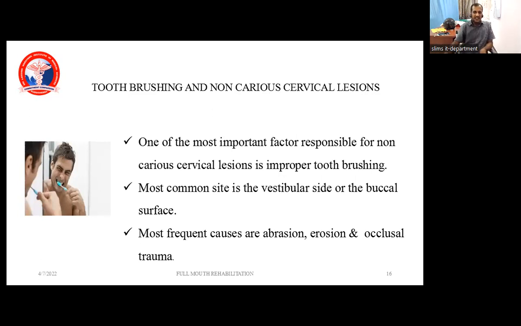And the other important factor responsible for a non-carious cervical lesion is improper tooth brushing. And this is very, very commonly seen in day-to-day practice, where improper brushing will lead to cervical abrasion, mostly in the premolars. That is the ignorance or lack of knowledge regarding proper tooth brushing, and the patient ends up with a cervical abrasion. The most common site is the vestibular or the buccal surface. The causes are abrasion, erosion, and occlusal trauma.